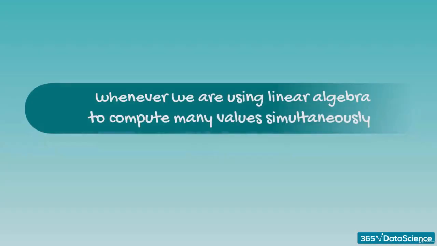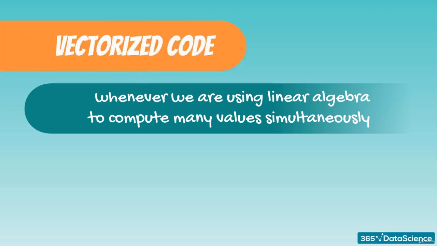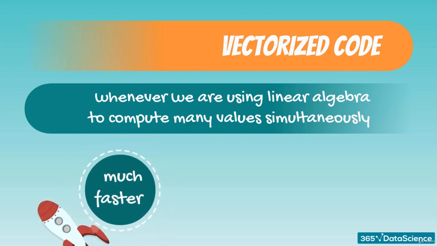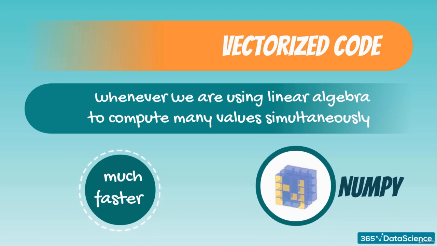All right, so whenever we are using linear algebra to compute many values simultaneously, we call this array programming or vectorizing code. It is important to stress that array programming is much faster. There are libraries such as NumPy that are optimized for performing this kind of operations, which greatly increases the computational efficiency of our code.